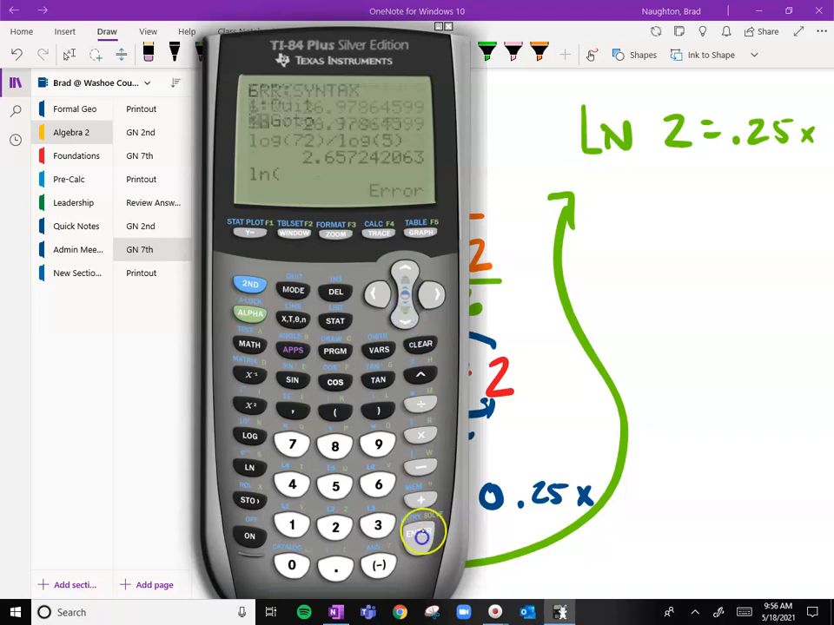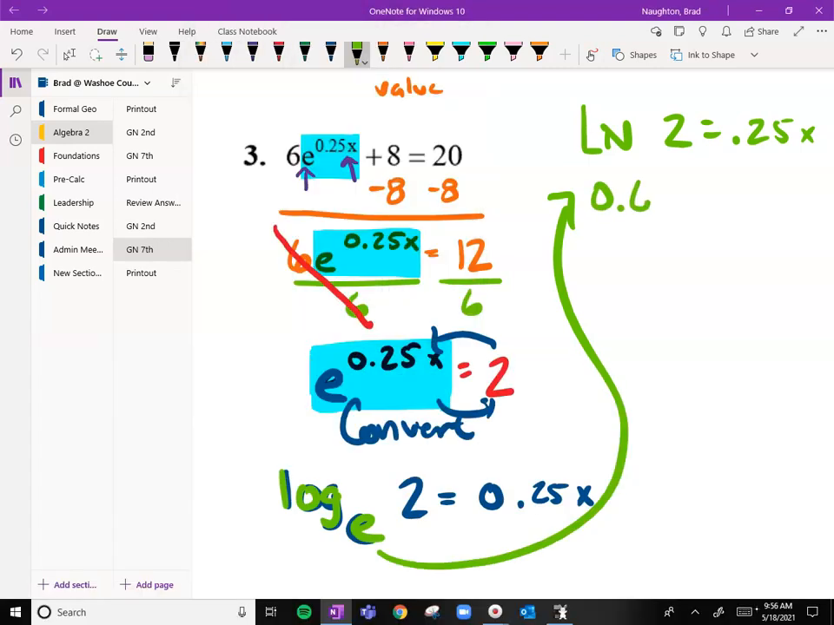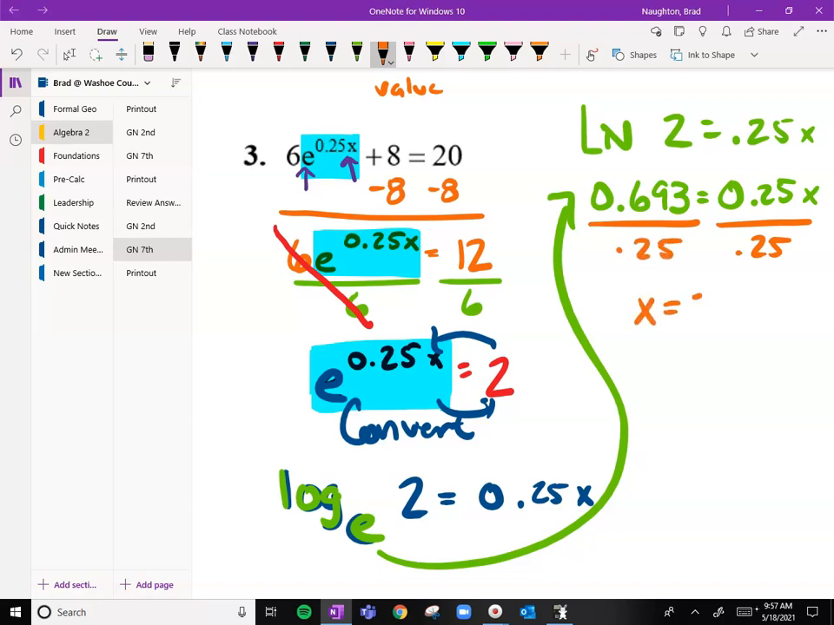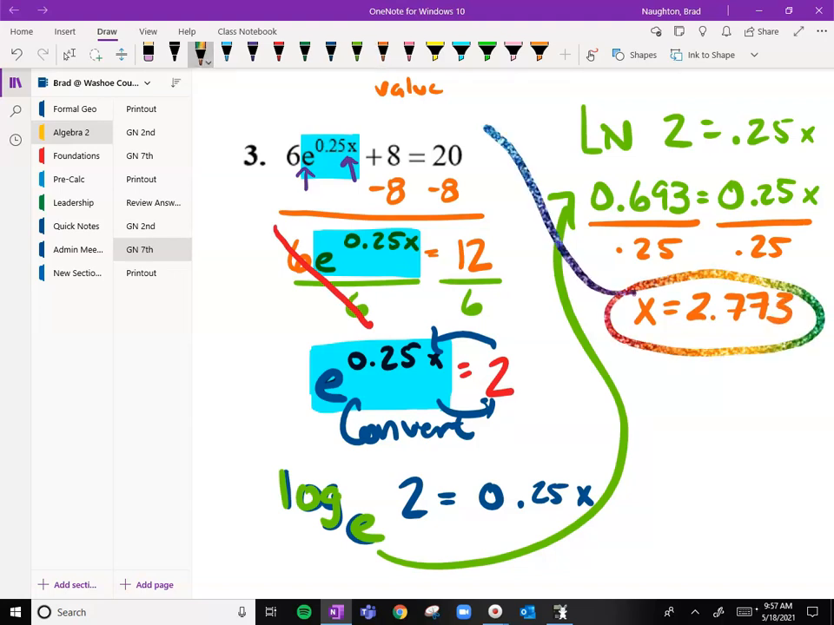Oh, did I not close my parentheses? Oh, I didn't put a number in, that's why. So I'm going to get 0.693 is equal to 0.25x. Divide both sides by 0.25. And our answer is going to be 2.773 when you put that into the calculator. And again, you can check this by plugging it back in and making sure your answer gets 20 or pretty gosh darn close to 20.